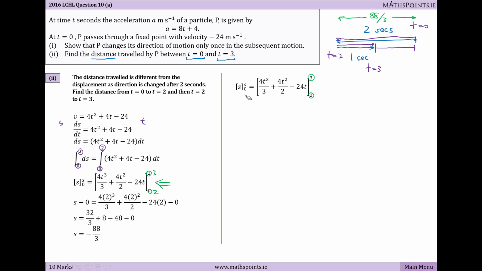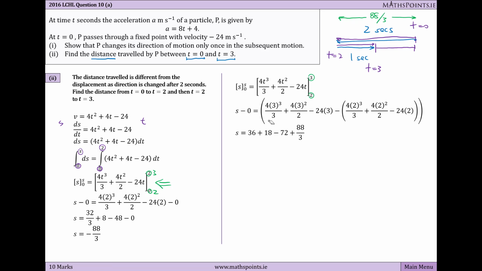So on the left hand side I have s minus 0, and then on the right hand side I have 4 by 3 cubed over 3 plus 4 by 3 squared over 2 minus 24 by 3, minus 4 by 2 cubed over 3 plus 4 by 2 squared over 2 minus 24 by 2. So that gives us s is equal to 36 plus 18 minus 72, and we've already calculated this part of the equation here, and that was minus 88 over 3, and minus minus 88 over 3 is plus 88 over 3. So the distance travelled in the third second was 34 over 3, and that's this section of the journey here.